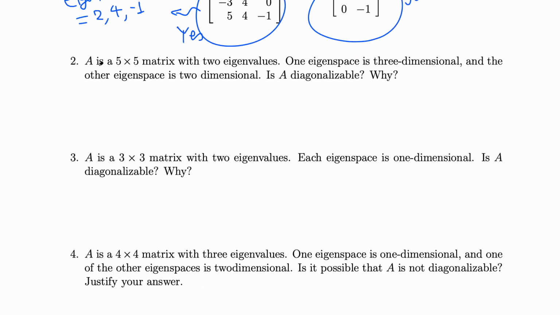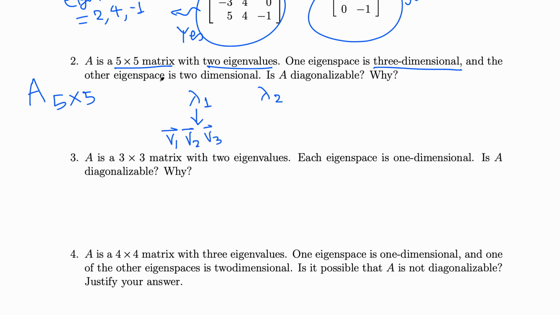number 2. A is a 5 by 5 matrix with 2 eigenvalues. Let's say 2 eigenvalues, so lambda 1, lambda 2. So it's a 5 by 5. For A to be diagonalizable, we have to have 5 linearly independent eigenvectors. Let's see what it says. One eigenspace is 3-dimensional. Let's say for this one, 3-dimensional means we get 3 eigenvectors.